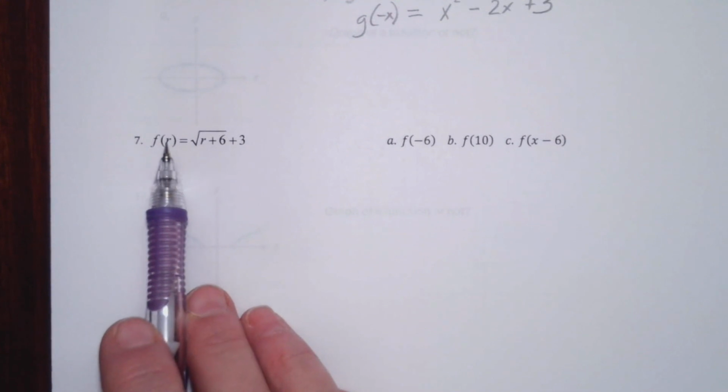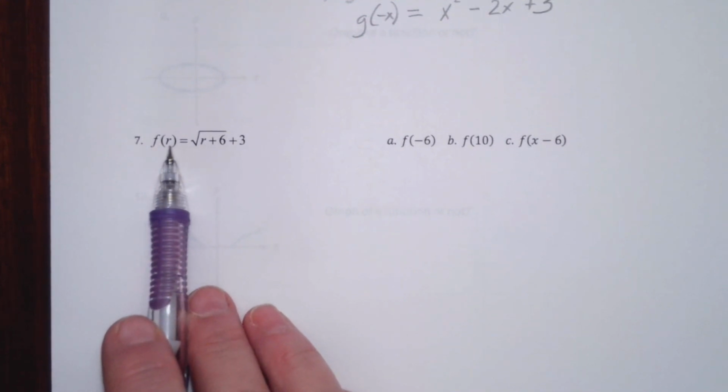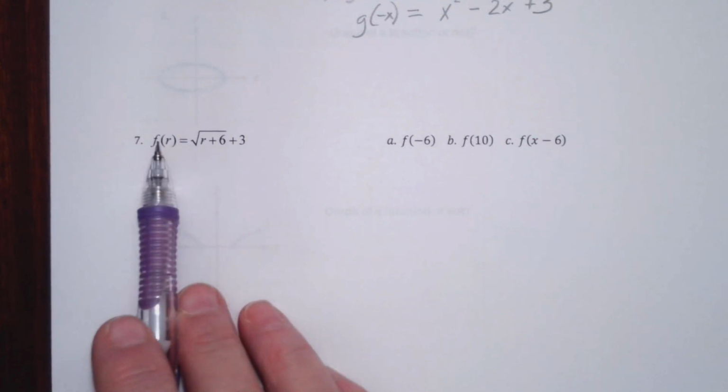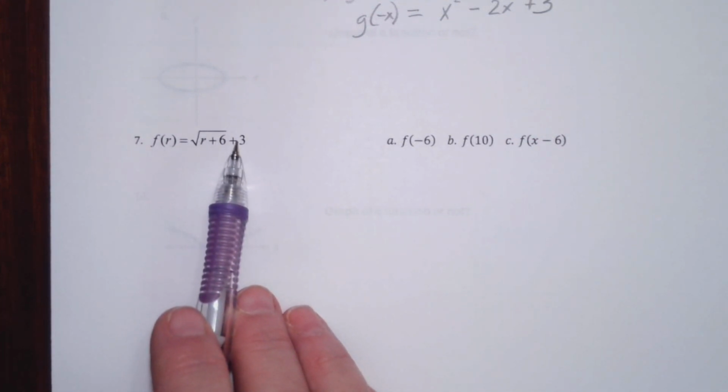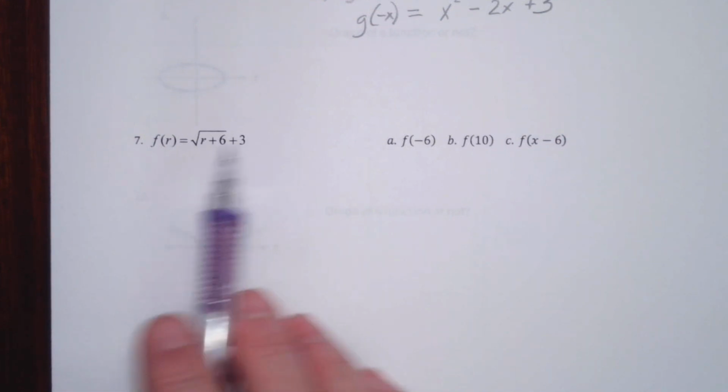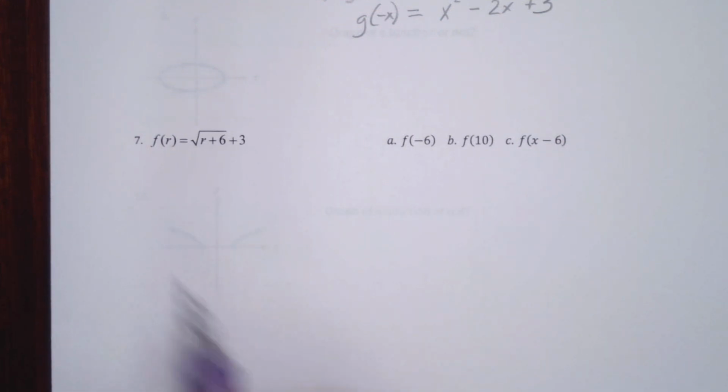Okay. Number 7, we have f of r. You're like, well, that's not an x. Sometimes they use different letters, but notice that there's an r here. So this is f of r is equal to the square root of r plus 6, and then the plus 3 is on the outside. So why don't you stop the video and see if you can do these.